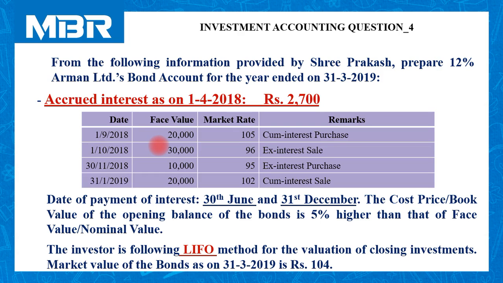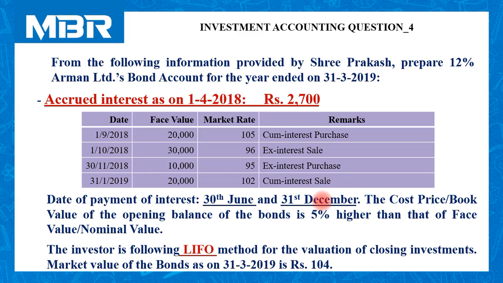November 30, face value 10,000, market rate 95, ex-interest purchase. And the last transaction, 31st January 2019, 20,000 rupees face value, market rate 102 per 100, and it is a cum-interest sell. Notified dates for payment are June 30 and December 31st, that is twice in the year. The cost price of the opening balance of the bonds is 5% higher than the face value or nominal value. The investor is following the LIFO method for the valuation of closing stock.